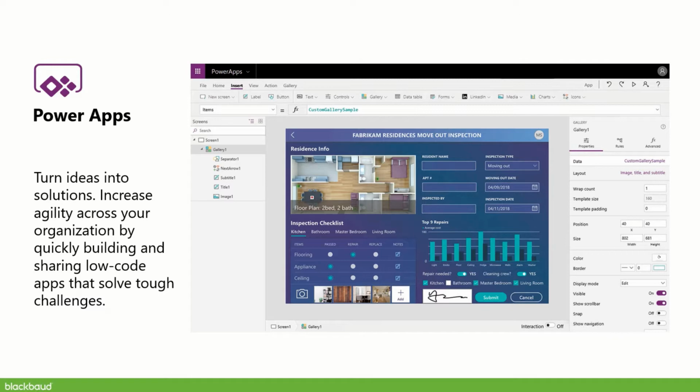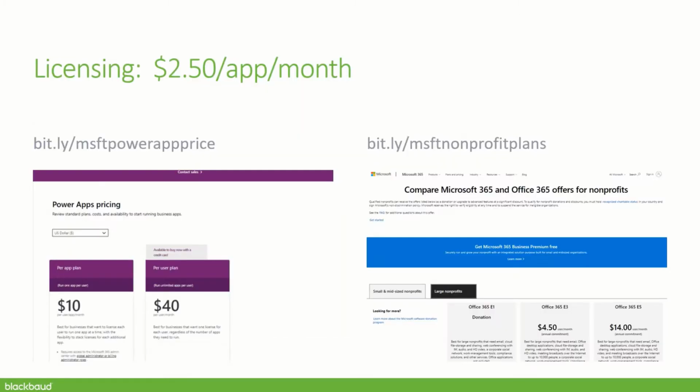So Power Apps on its own does come with an E1 or an E3 license, but not if you want to use a Power App with a premium connector, like the Razor's Edge NXT connector. I tried to put some bit.ly links here in case any of you want to look at the different nonprofit pricing and offers. But typically the nonprofit rate for Power Apps is $2.50 per app per month. So it's not hugely expensive, and your IT administrator can help to facilitate that for you.